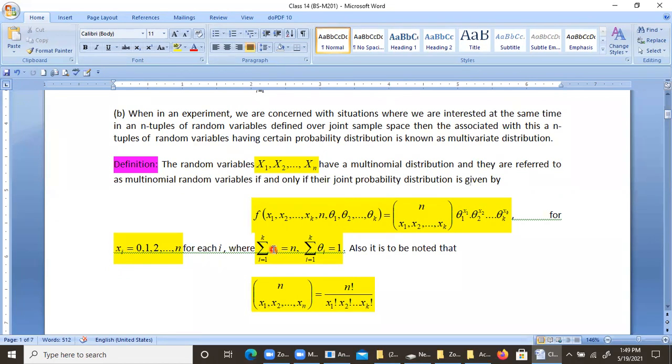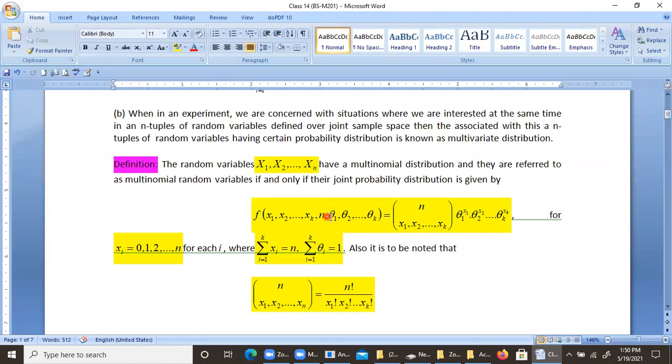for each i, this xi can take any value 0, 1 up to n. So x1 can take values ranging from 0 to n. X2 can take values ranging from 0 to n. Xk can take values ranging from 0 to n. So if we can check that the total of these values x1, x2, xk gives you the total number of experiments, that is n.